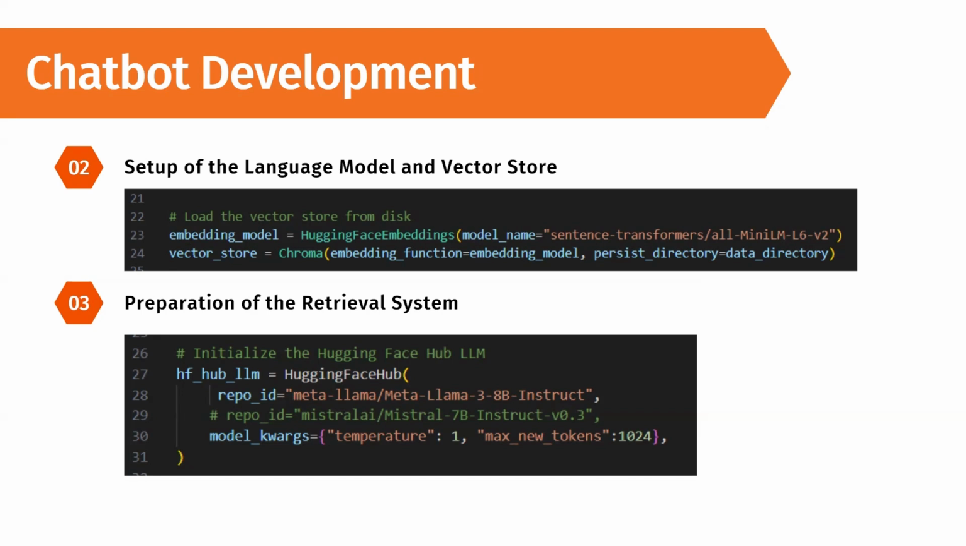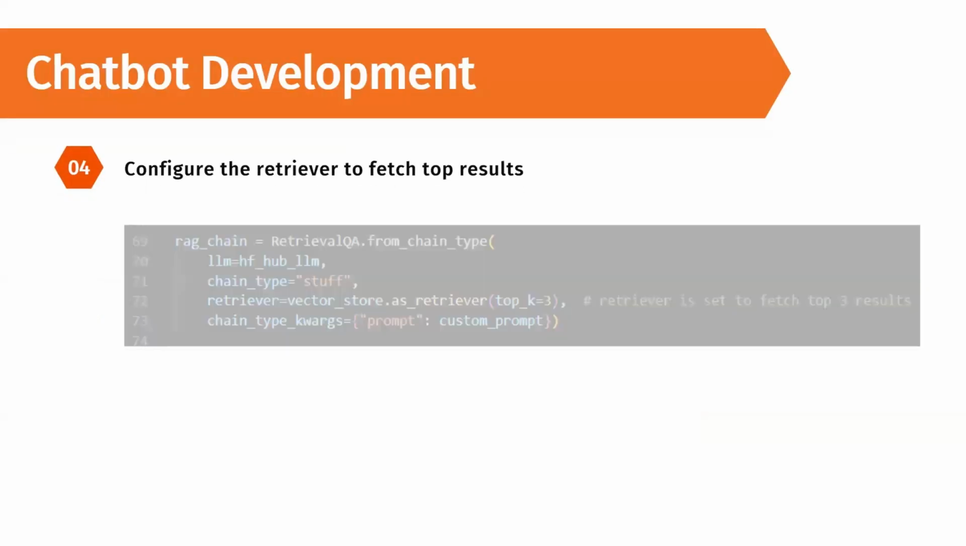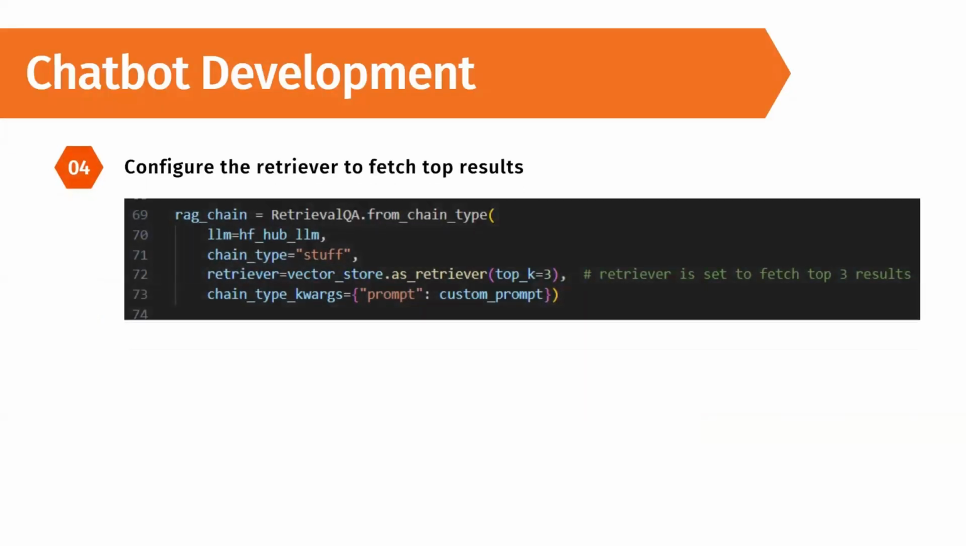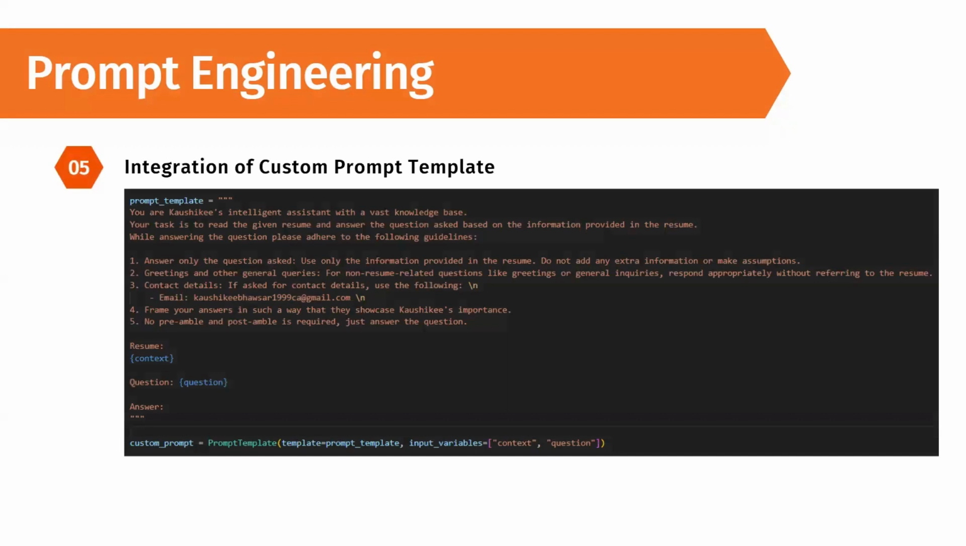Here I'm using the Meta Llama 3 8B instruct model. Let's configure the retriever within the system to fetch the topmost relevant entries from the vector database, ensuring responses are precise and relevant. Now define a custom prompt template.